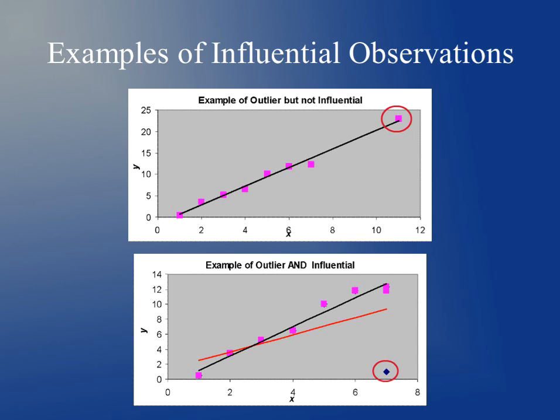But it might actually be a true data point. So we might want to do two different graphs, two different regression models to see what would happen if we included it or excluded it.